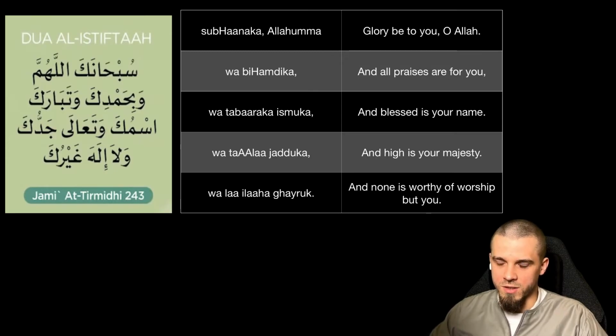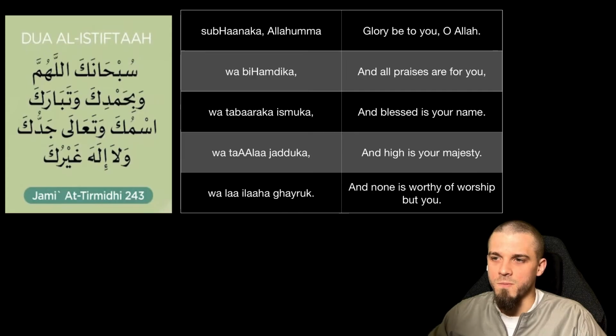So what that means is, for example, if you were saying Subhanaka, listen to the ka, okay? But if we were to stop on that word, then we would generally say Subhanak without pronouncing the a on ka. Subhanaka, Subhanak. Okay? So when we say wa bihamdika, we're going to say wa bihamdik. Jadduka, we can say jadduk. And when we say ghayruka, we'll just say ghayruk.